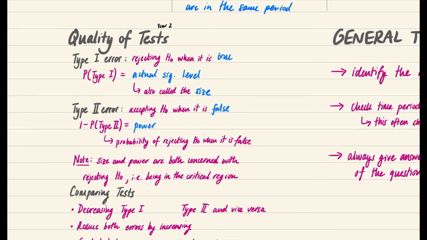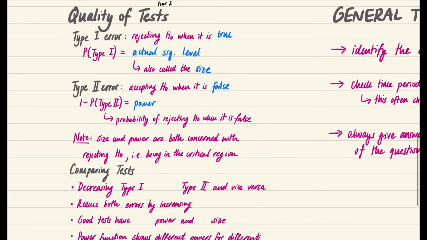So when you're being asked anything about size and power, you are going to be doing a lot of work about finding critical regions. And you can see that here, right? 1 minus the probability of a type 2, rejecting H0. Probability of type 1, which is the size, rejecting H0. So they're both associated with being in the critical region.